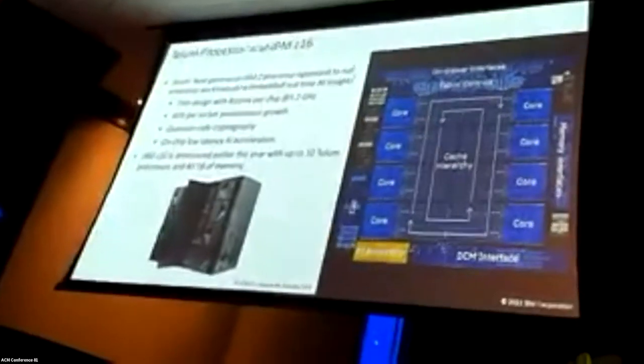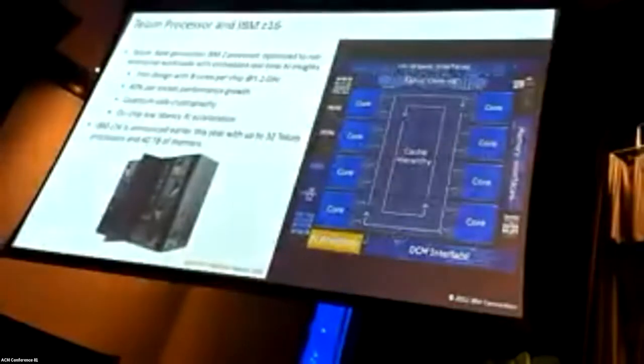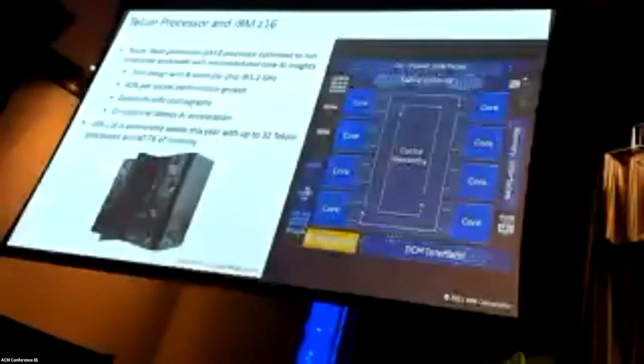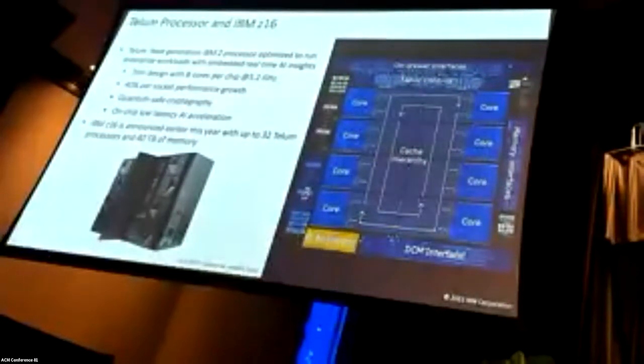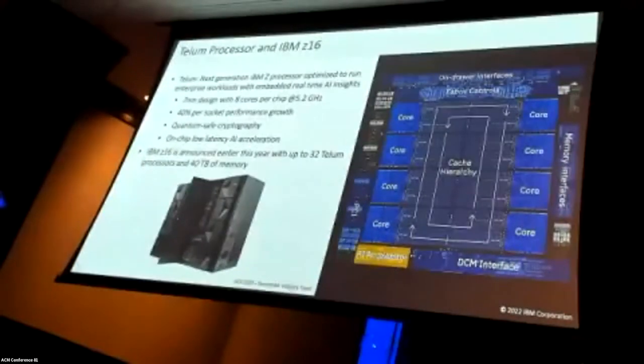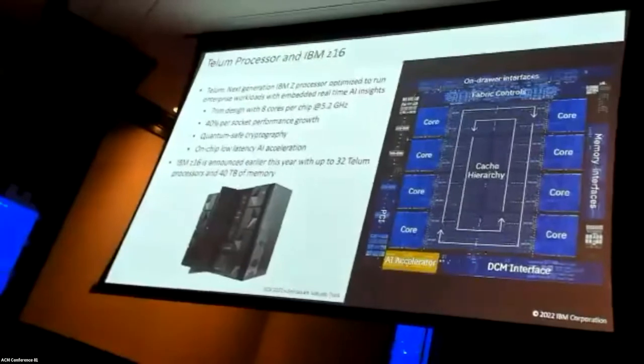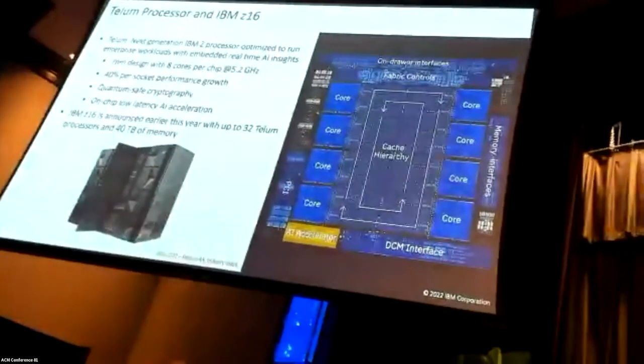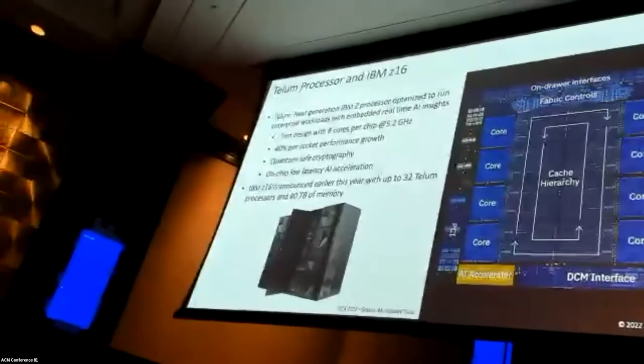The Telum processor is the next generation IBM Z processor, which is optimized to run enterprise workload with embedded real-time AI in there. You see on the right side plot, this is a 7-nanometer design with 8 cores running at 5.2 gigahertz base frequency, and features 40% per socket performance growth compared to the previous machine, as well as quantum safe cryptography and the on-chip low latency AI accelerator. This is the bolt in yellow you see at the bottom of the chip that I will be talking about.